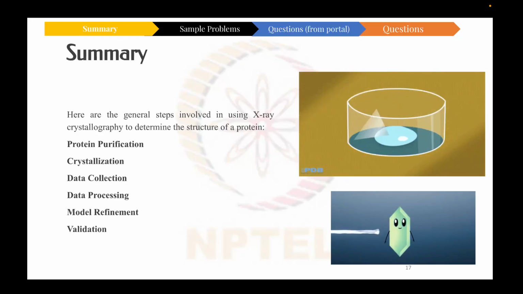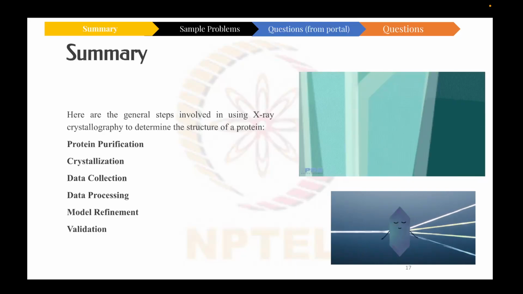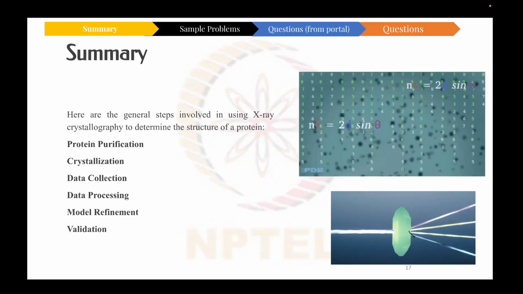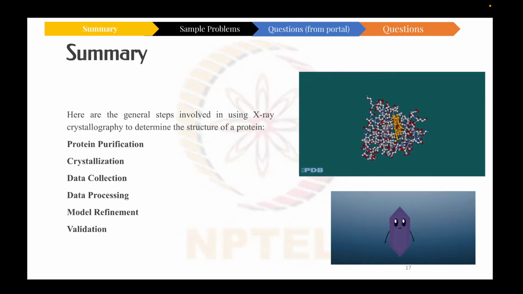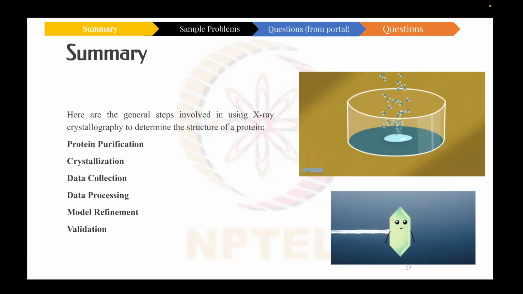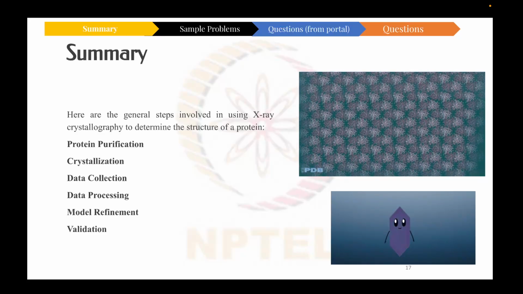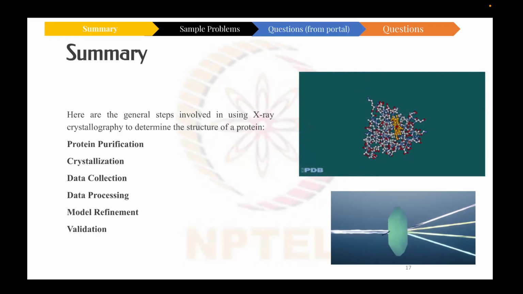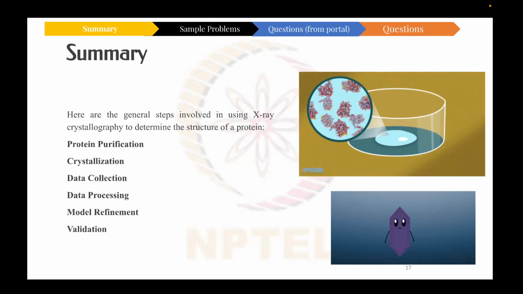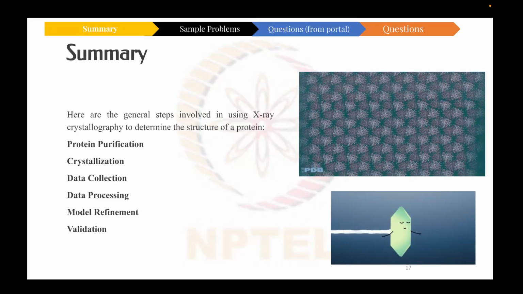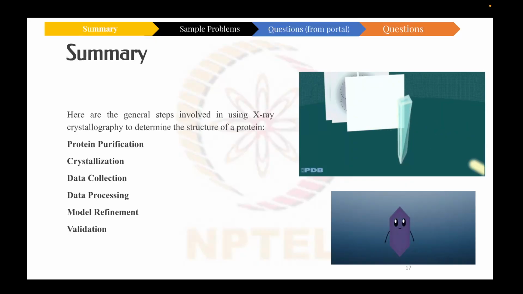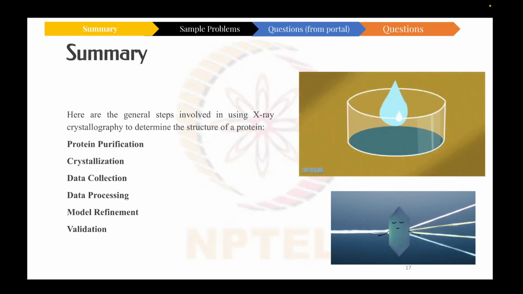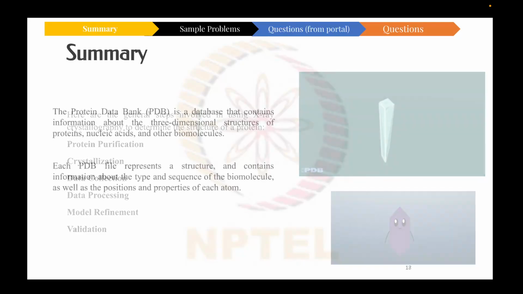The initial model is refined using various computational tools to optimize the fit of the model to the diffraction data. This involves adjusting the position of atoms in the model to minimize the difference between the calculated and observed diffraction patterns. Finally, the refined model is validated to ensure that it is of high quality and accurately represents the structure of the protein. This involves checking for errors and inconsistencies in the model, such as clashes between atoms, and unrealistic bond lengths or angles.